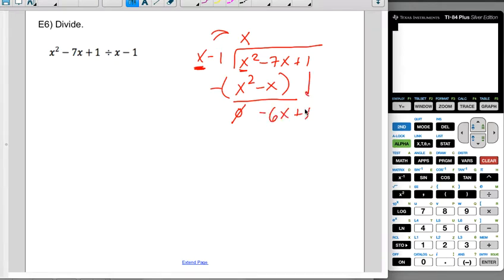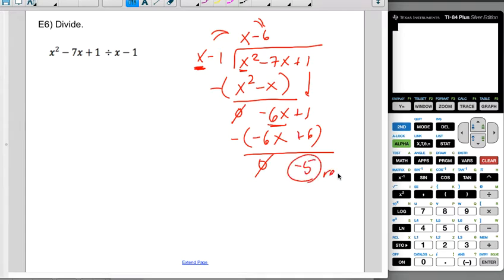and I drop the 1 straight down. What do I have to multiply this x by to get a negative 6x? Well, the answer is a negative 6, which then gets distributed to both of them. So negative 6x plus 6, and then I subtract straight down. Negative 6x minus a negative 6x is gone. That's the whole point. And then I get a 1 minus a 6, which would be a negative 5. This is my remainder because it's a lower degree than the original function, and my answer is x minus 6 plus the remainder over the divisor.